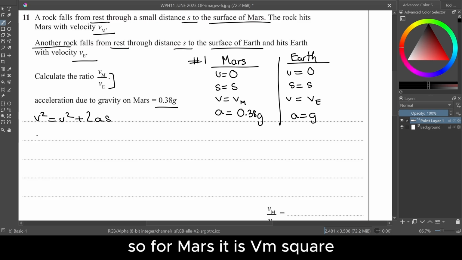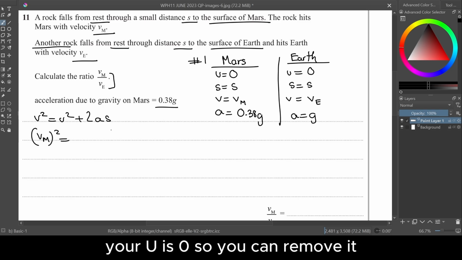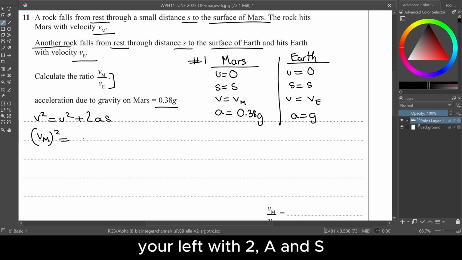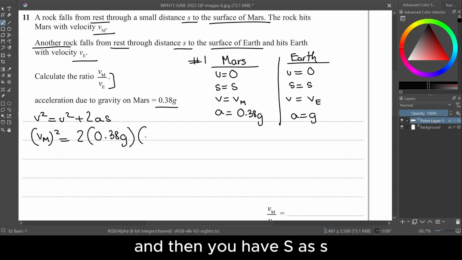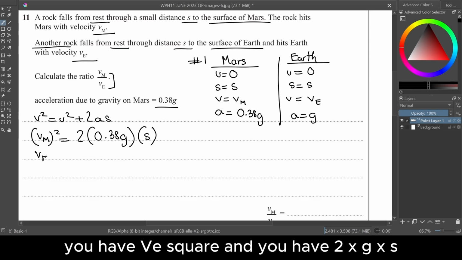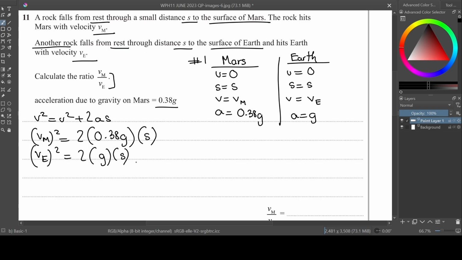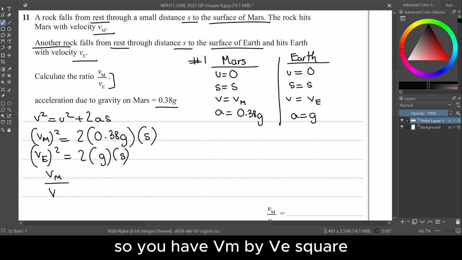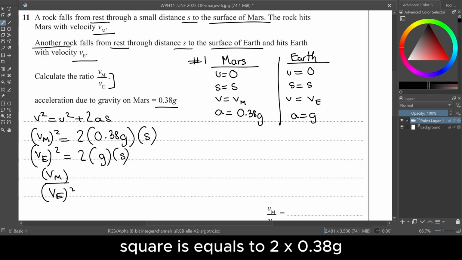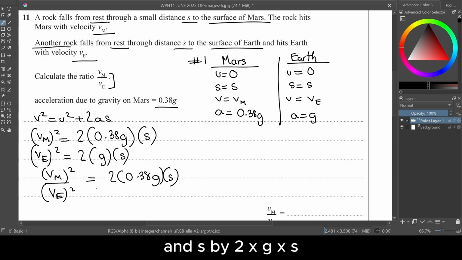So for Mars it is vm squared. Your u is 0, so you can remove it. You are left with 2a and s. So 2, then a is 0.38 g, and s. For Earth you have ve squared, and you have 2 times g times s. Okay, now write this in fractional form. So you have (vm by ve) squared equals 2 times 0.38 g times s, over 2 times g times s.